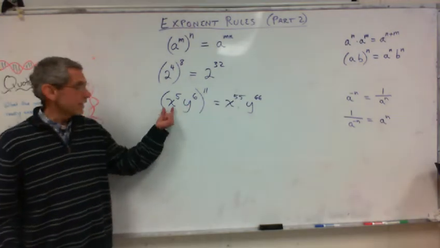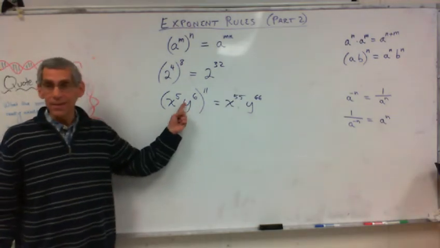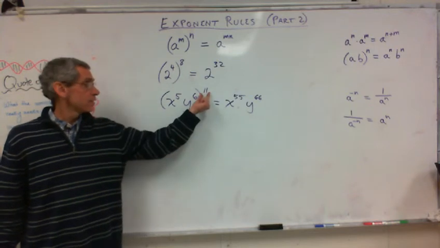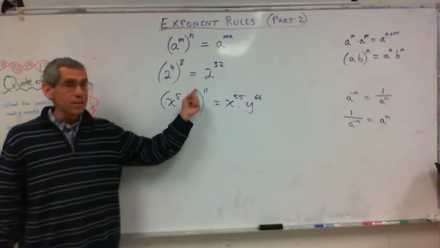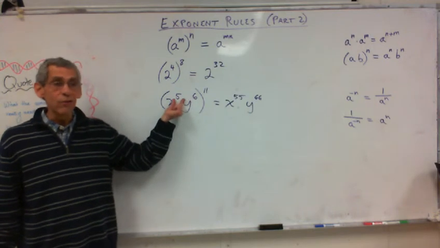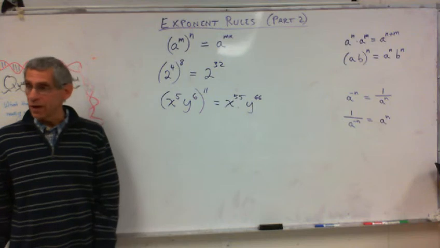So you can't combine them. They're not the same bases, right? So you can't add these exponents in here. You have to keep them separate. But this means, since it's next to the parenthesis, it has to affect everything inside. Every exponent inside the parenthesis gets multiplied. Yes? You get that?